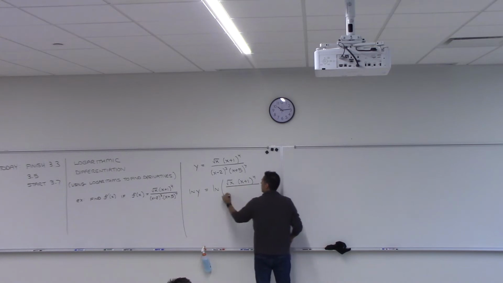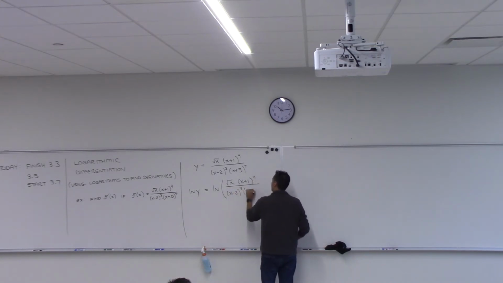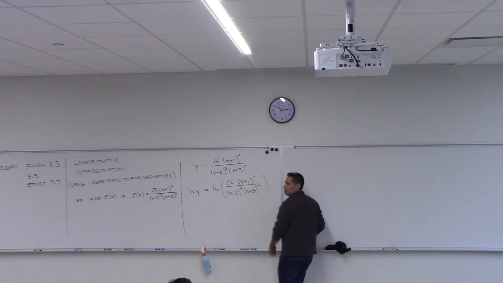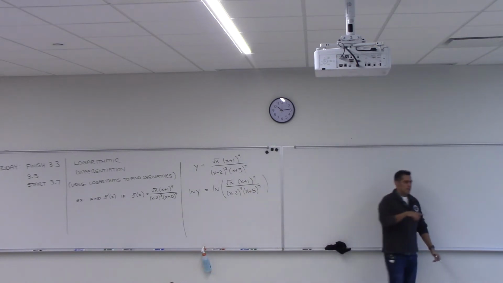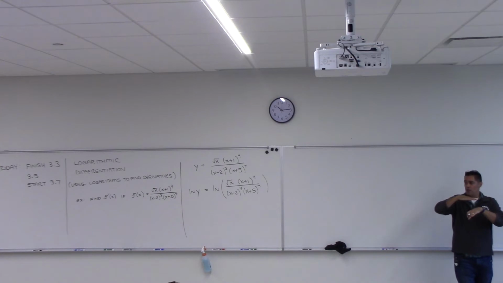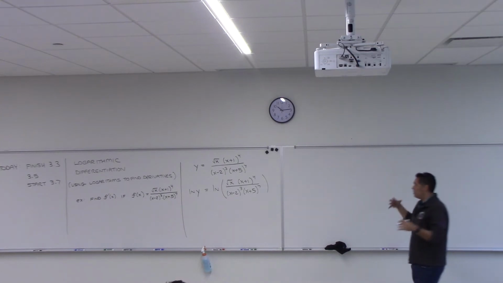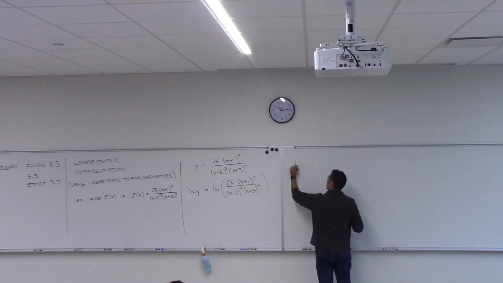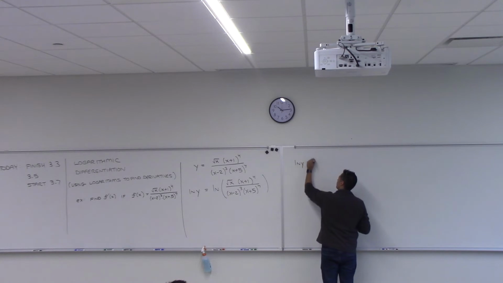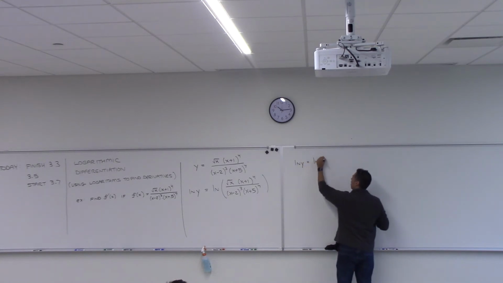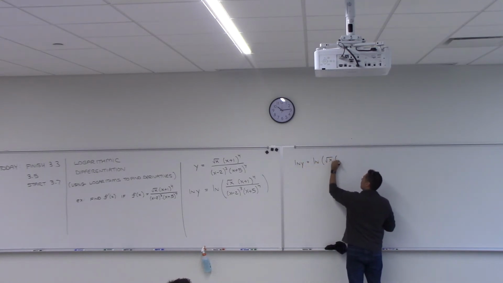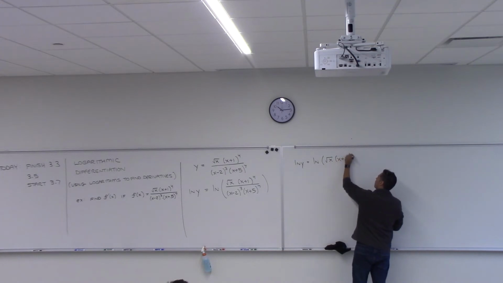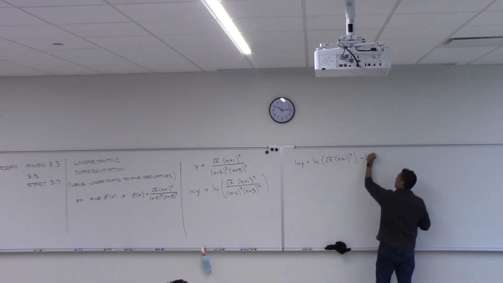But the whole reason I'm doing that is because I'm now going to employ the properties of logs, right? And I have natural log of division first, right? Because I have division, I can split this up. So natural log of y equals natural log of the top minus natural log of the bottom.